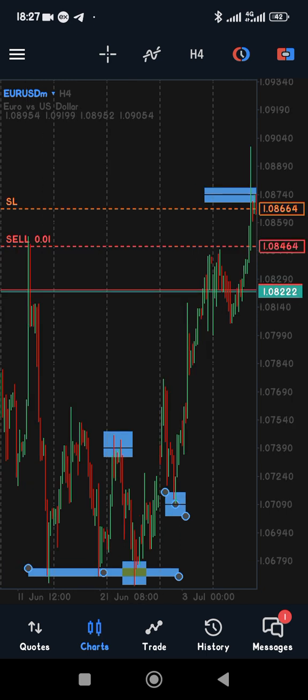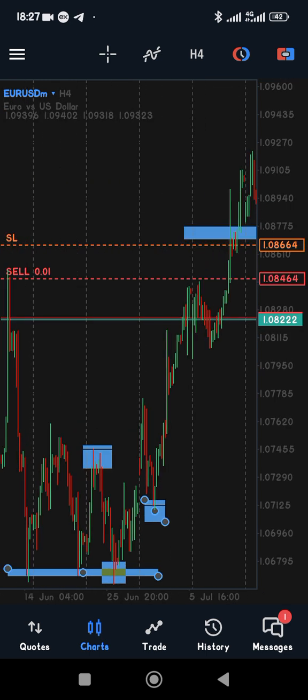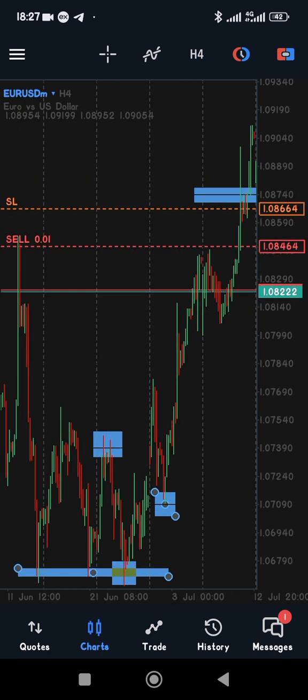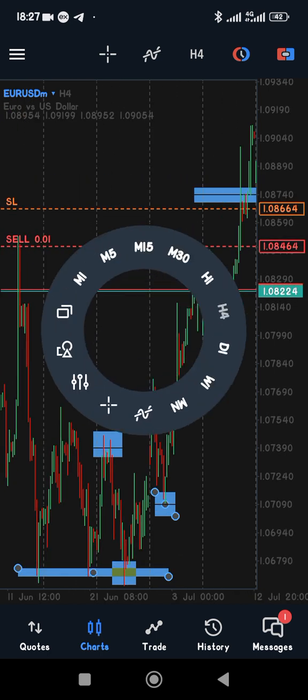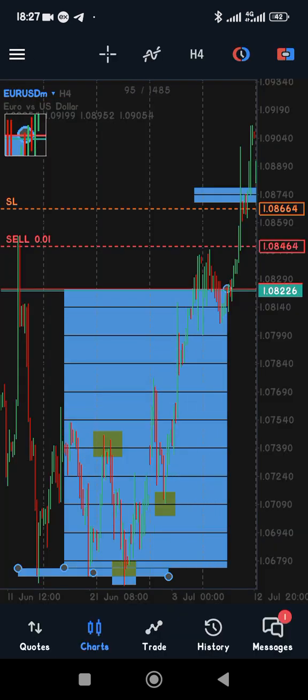This is Euro USD. I took this trade this afternoon. I want to explain the reason why I took the trade. If you look at the trend from this area, this place I'm going to highlight now, up here.